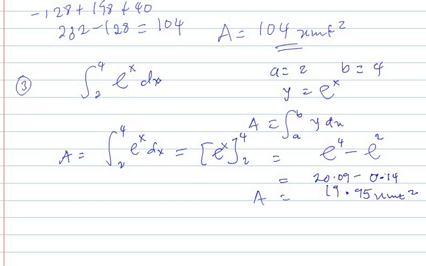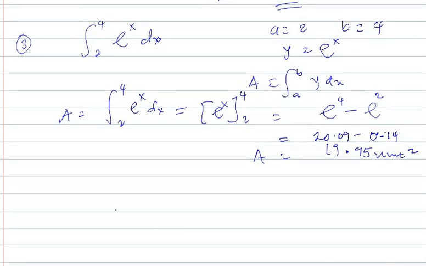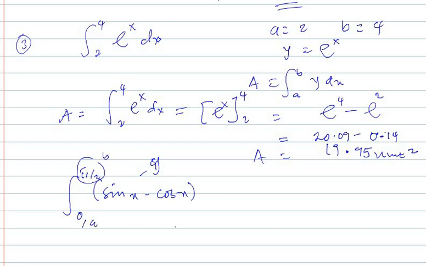The last question is: we have 5 pi by 2 here, 0 here, and sine x minus cos x. So here is f of x, here is y, here is b, here is a. We have to integrate this function. The integral of this is minus cos x, and the integral of cos is sine x. So just put in our limits, 5 pi by 2 and 0.